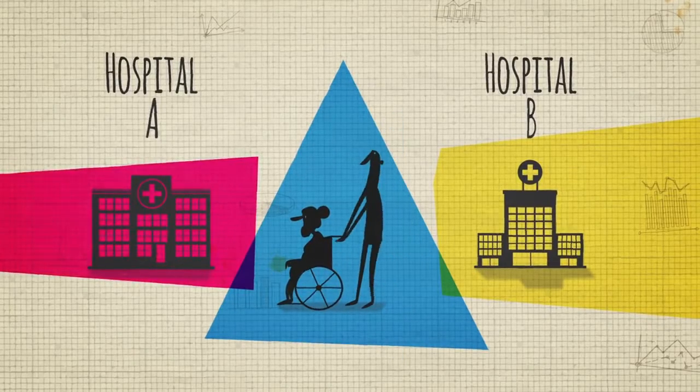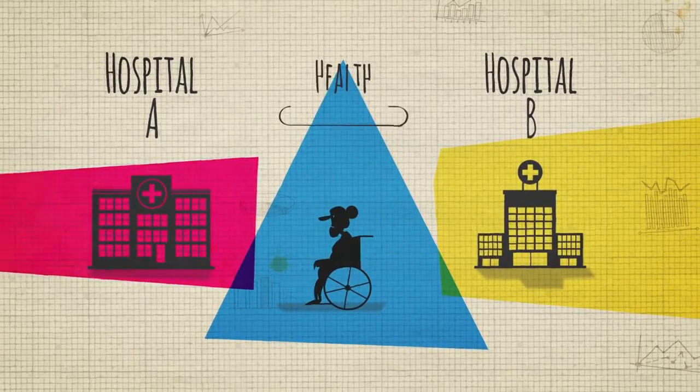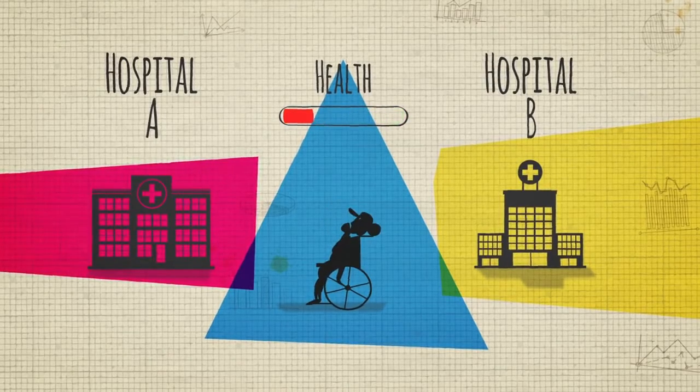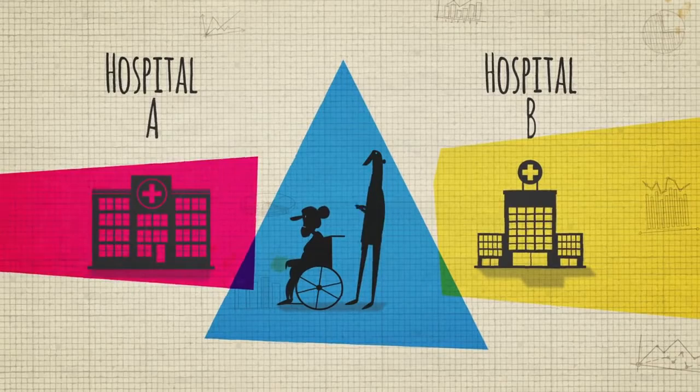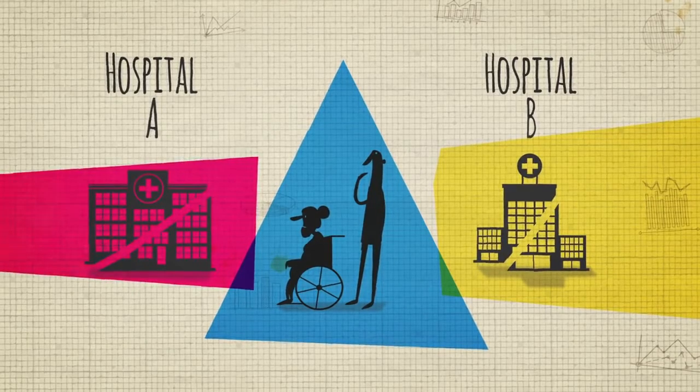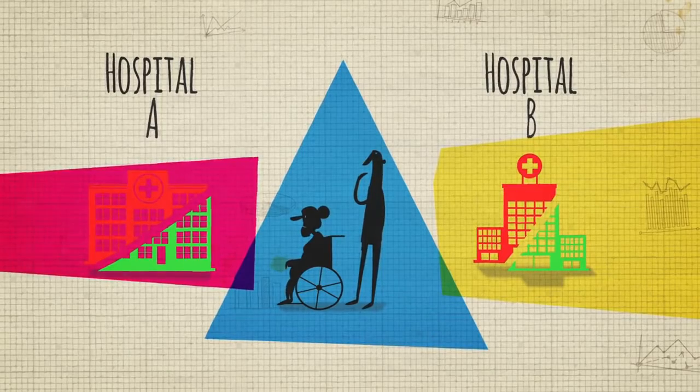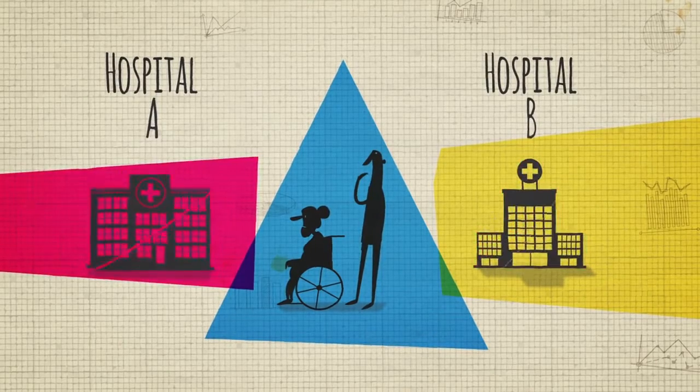But before you make your decision, remember that not all patients arrive at the hospital with the same level of health. And if we divide each hospital's last 1,000 patients into those who arrived in good health and those who arrived in poor health, the picture starts to look very different.